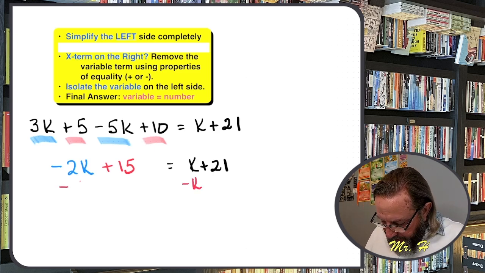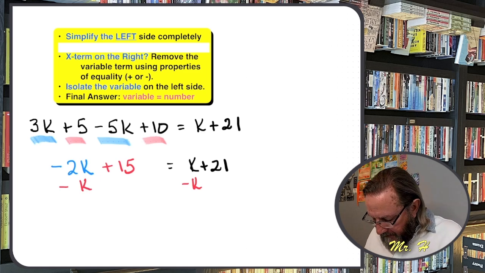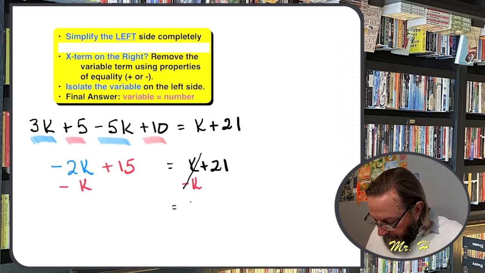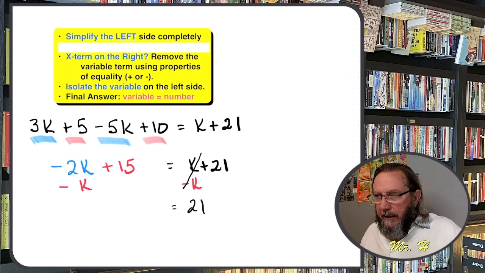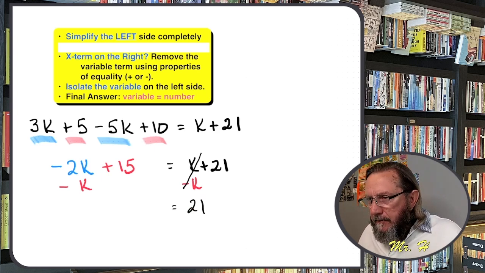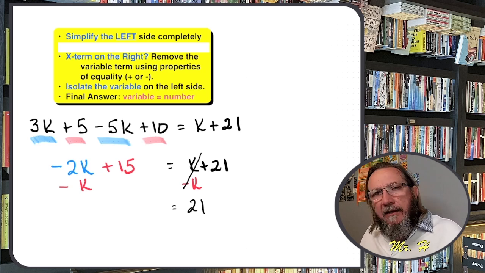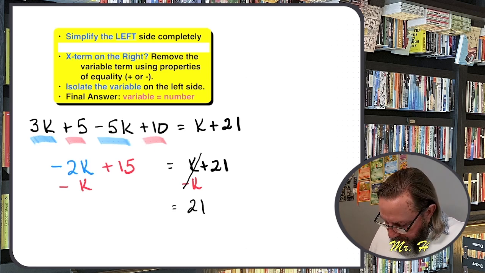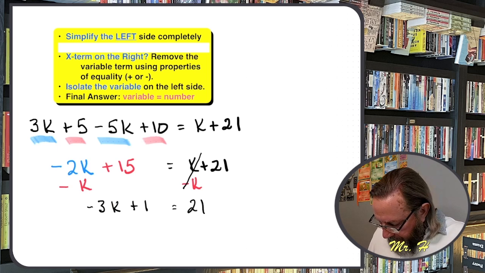I'm going to put it over here with the k's that are on that side. What that will do on the right is get the k's to cancel out. K minus k is 0. That's what we want to have happen. On the right-hand side, all I have is 21. What's on the left-hand side? Negative 2k and negative, how many k is that? 1. Remember, if there's no number, we understand it to be 1. Negative 2k, negative 1k is a total of negative 3k plus 15.